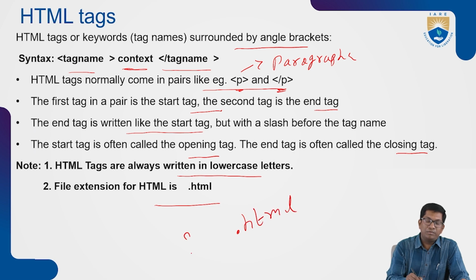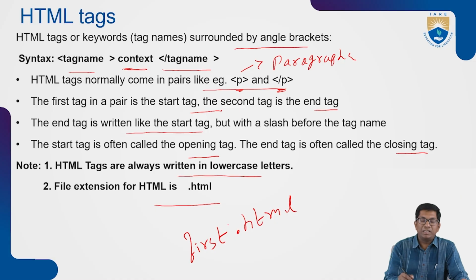So for example, first.html. The page name is first and the extension is html, Hypertext Markup Language. Once you save this file on the desktop, for example in the project folder, it saves the file with .html. It displays the logo of the default browser.